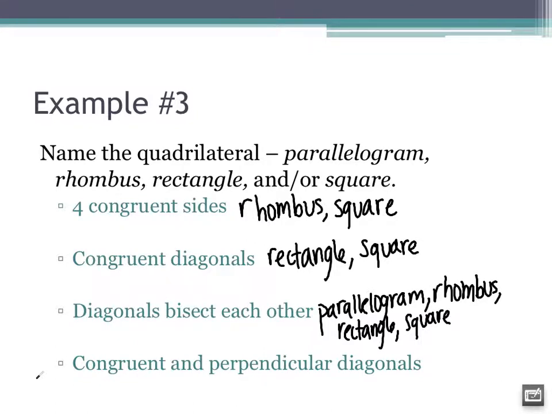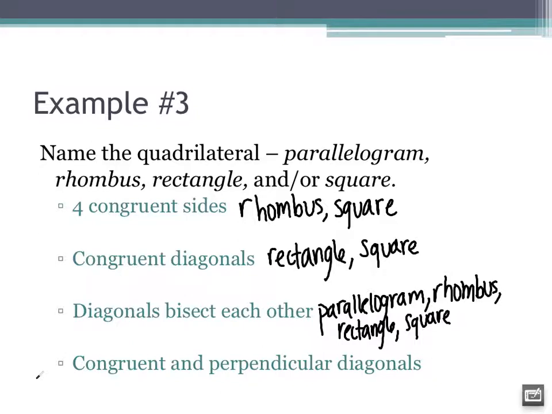Okay, the last one is the most difficult. Congruent and perpendicular diagonals. Starting with a parallelogram. Are the diagonals congruent? No, so it's not that. In a rhombus, are the diagonals congruent? No. In a rectangle, are they congruent? Yes. But are they also perpendicular? No. Now to a square.